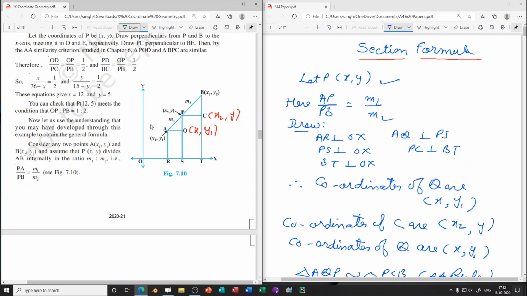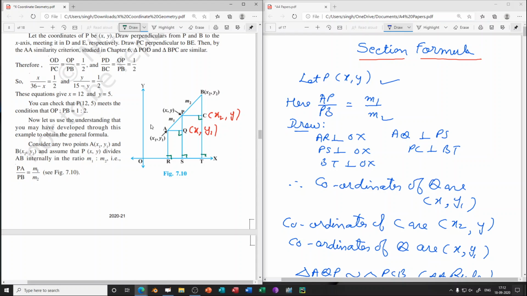Here we have the figure. AB is the line segment which is being divided by point P in the ratio of m1 to m2. The first step is to draw perpendicular AR, then draw PS and BT, all perpendicular to the x-axis. The next step, from A, draw a perpendicular on PS, that is AQ perpendicular to PS, and PC perpendicular to BT. After that, we will prove that triangles AQP and PCB are similar.